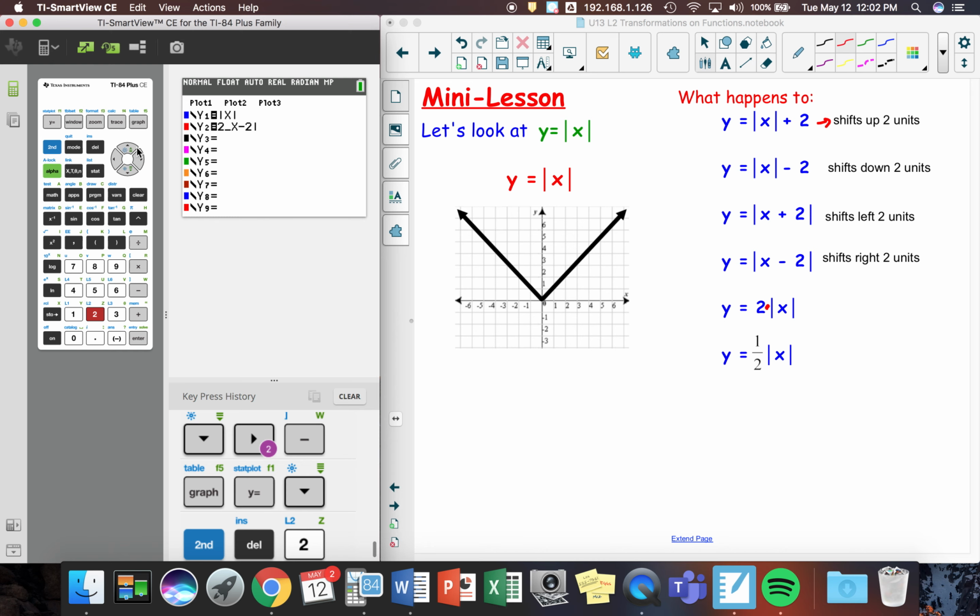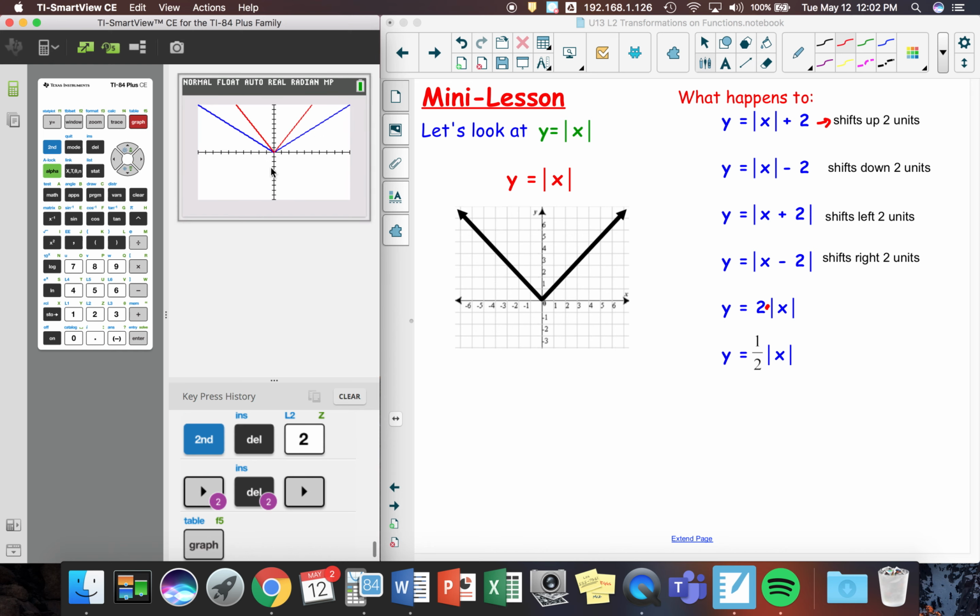So I'm going to put a 2 in front here and get rid of all of this stuff. So I have x, and then I have 2 times the absolute value of x. When I press graph, how would you describe that? Here's the blue line, our original line, and here's the red line.